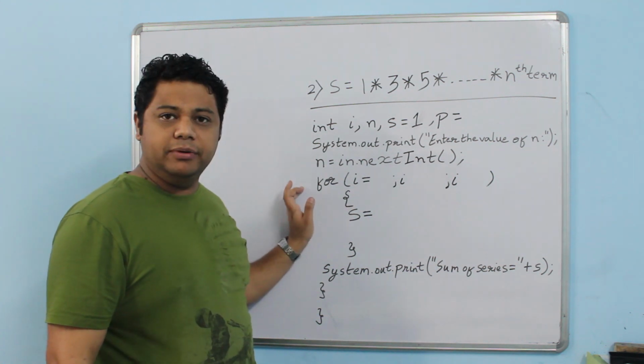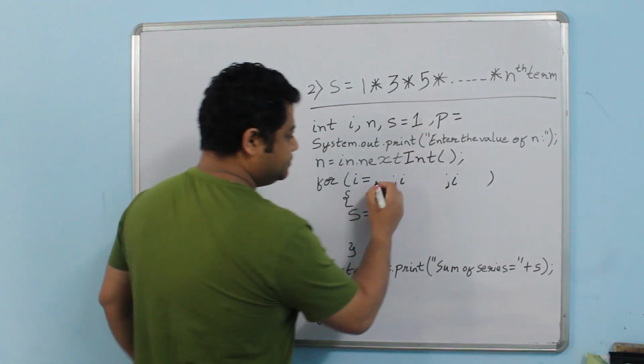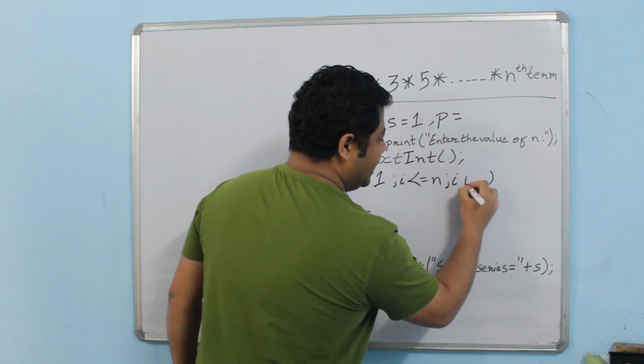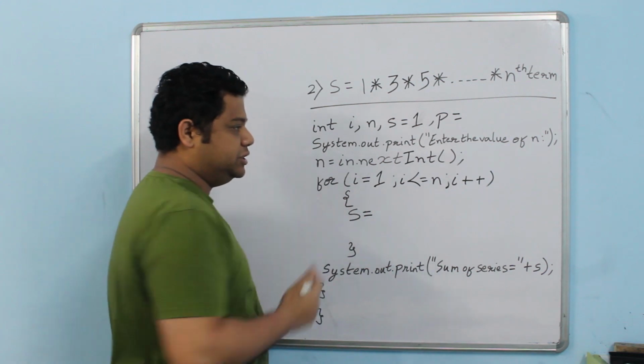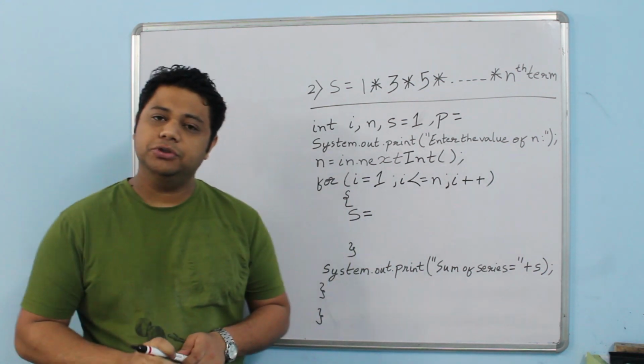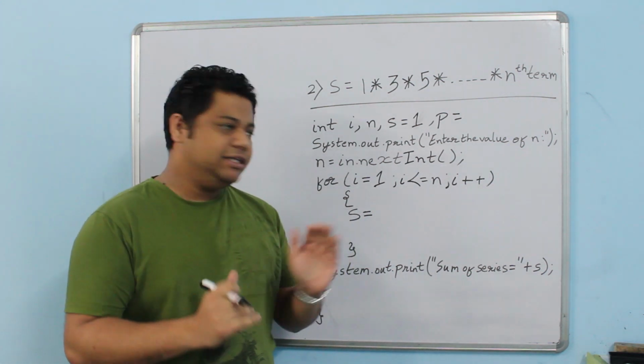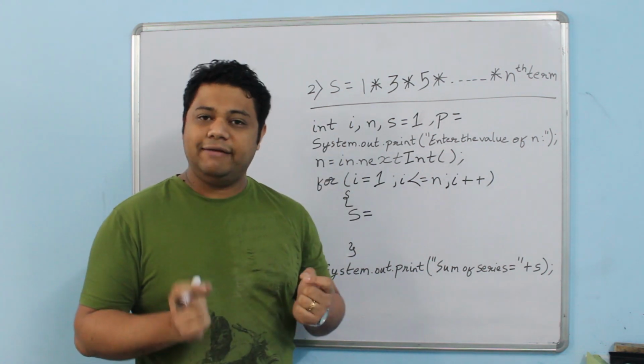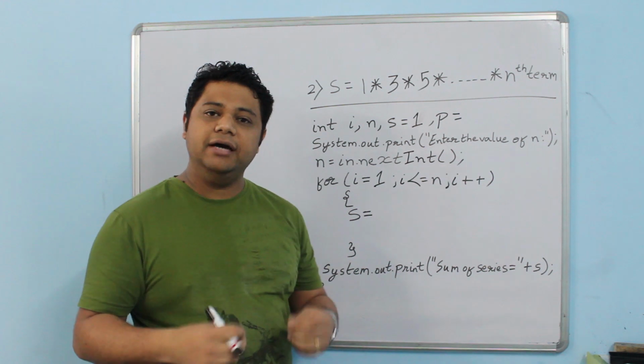Now framing the loop, whenever it's nth term, it will be I equals to 1, I is less than equals to n, I plus plus. So this is the first thing that we are supposed to do over here. Now after that, we'll check the loop with the series. If there is a match, we are going to use I. Otherwise, I have already told you we are going to use some other variable.